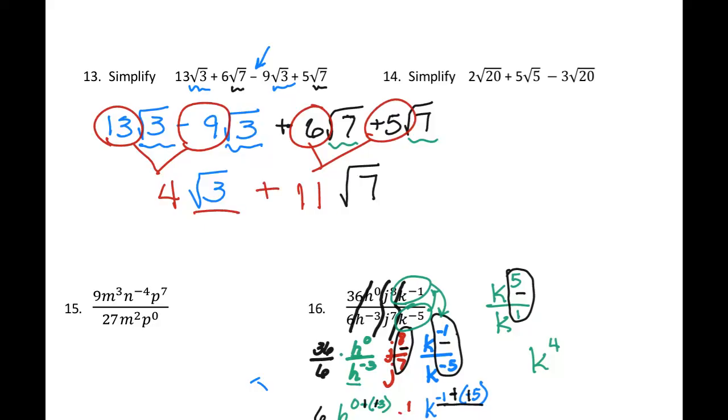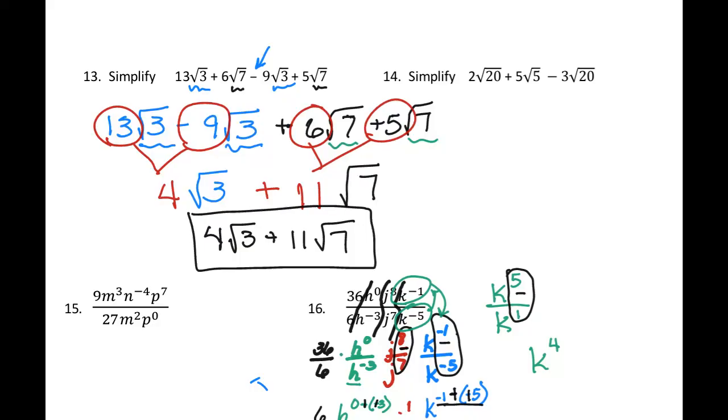Can I combine these two terms to be 1? No, because they don't have the same radicand. So this is your final answer. 4 radical 3 plus 11 times the square root of 7. Or 4 times the square root of 3 plus 11 times the square root of 7.